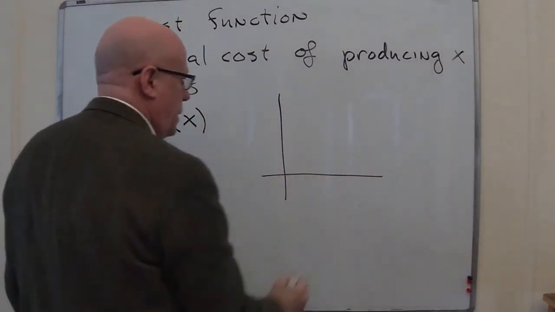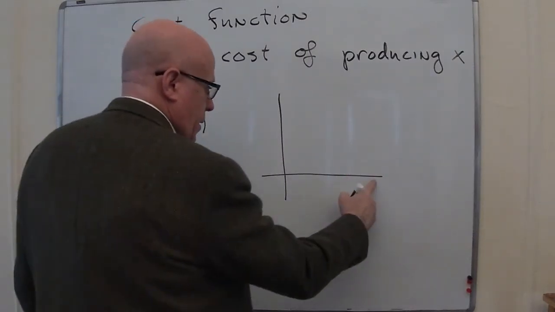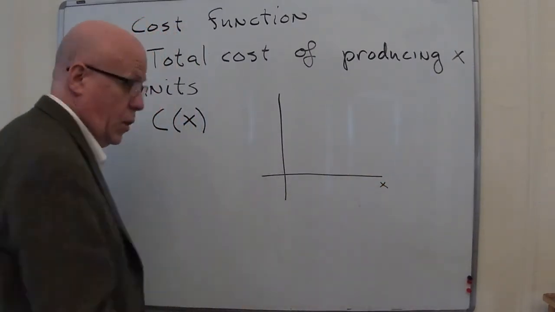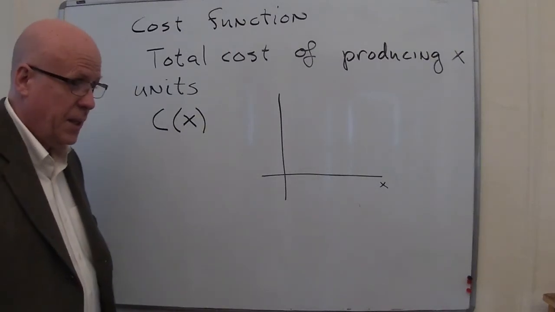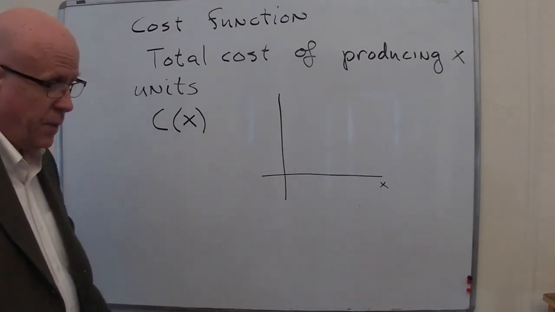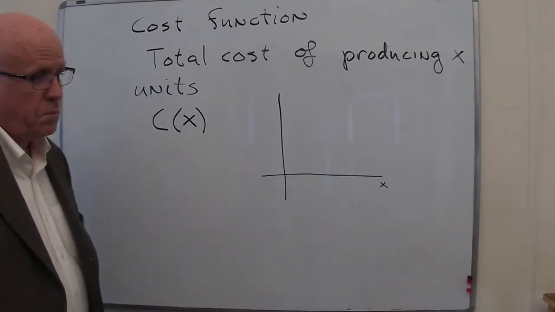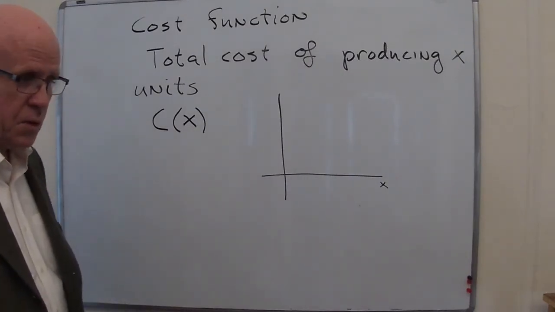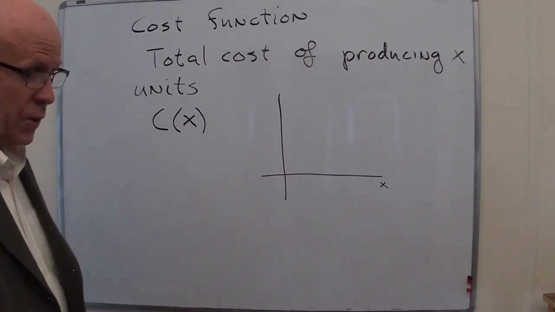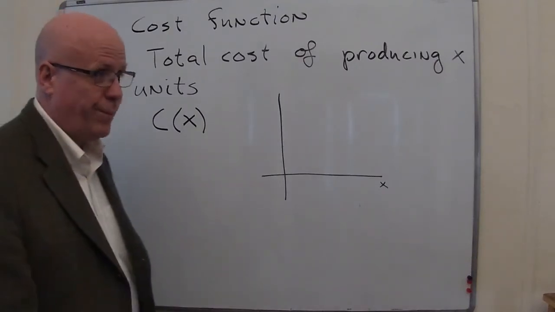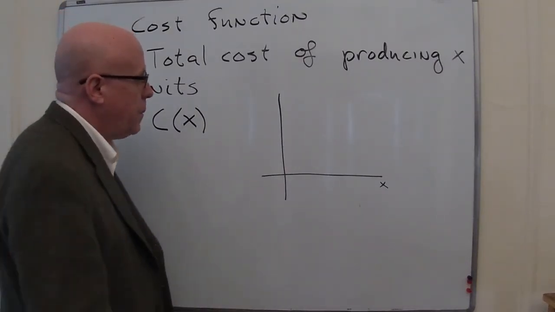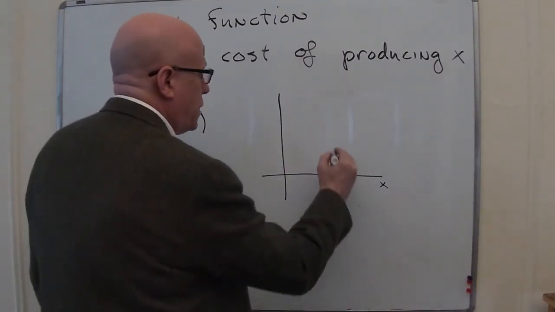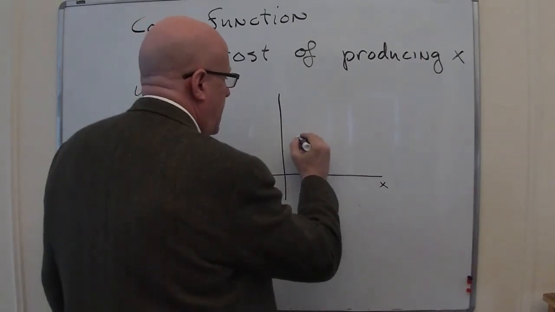Generally speaking, as x goes higher, it's going to cost more. If you're making 1,000 cars a week, that's going to cost a certain amount, but if you make 2,000 cars a week, it's going to cost you more. The materials that go into making your product are going to cause the cost to increase.